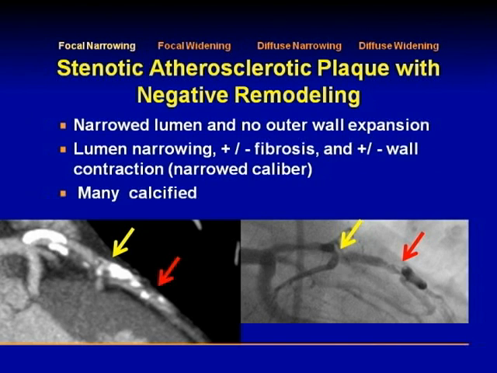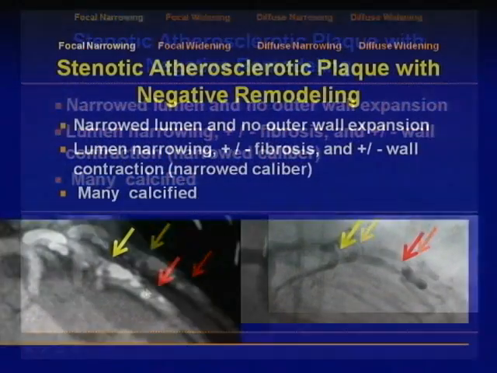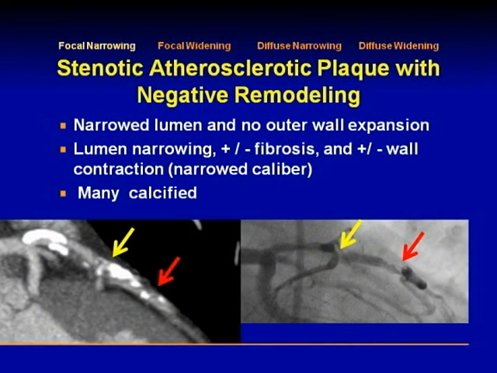So negative remodeling, you have a narrowed lumen, no outer wall expansion, and you may have a wall contraction. For instance here, there is a patient who has a long segment of mixed plaque here in the proximal left anterior descending coronary artery. Hard to see the lumen well because of the calcified plaque. When you see the angiography, there are definite areas of stenosis shown by the yellow and red arrows.